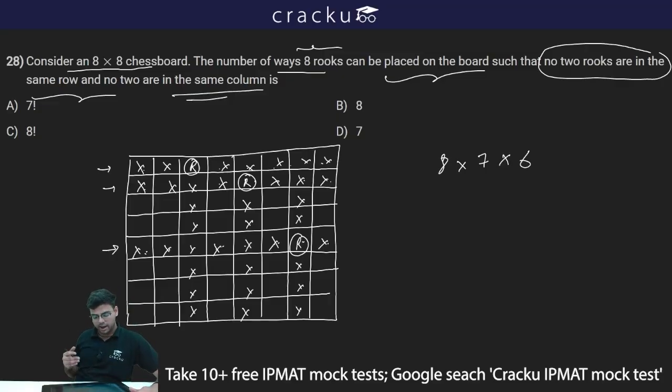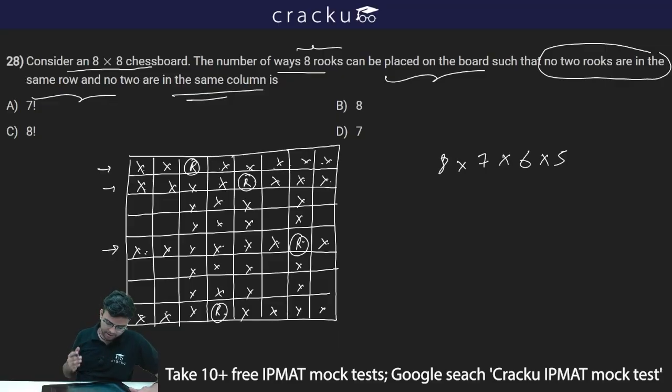Now let's say the 4th rook I have to place in the last row, which is this one. How many options do I have? I have 1, 2, 3, 4 and 5. There are 5 options for me. So 8 into 7 into 6 into 5. Let's say I placed it here. So again similarly these cannot be used.